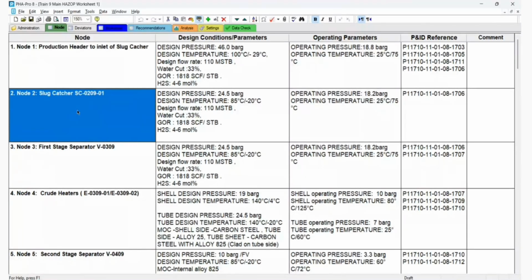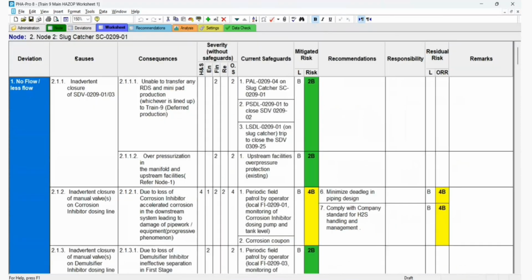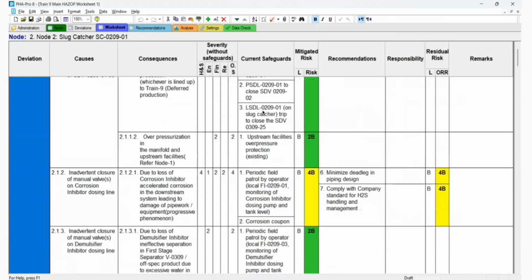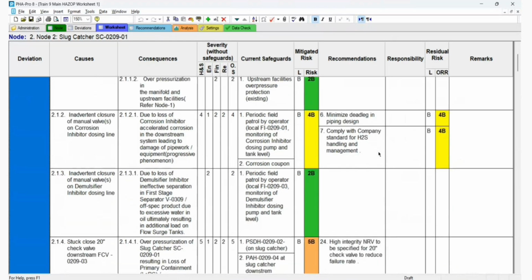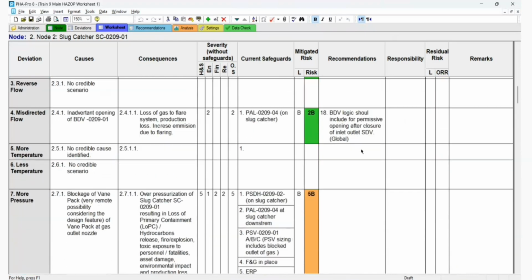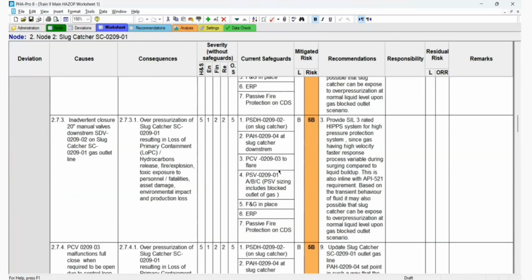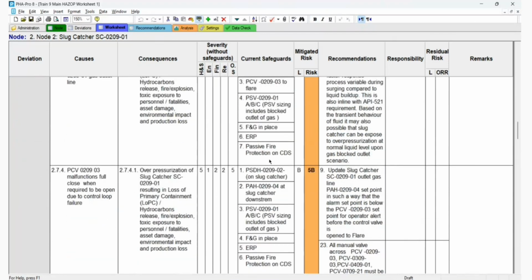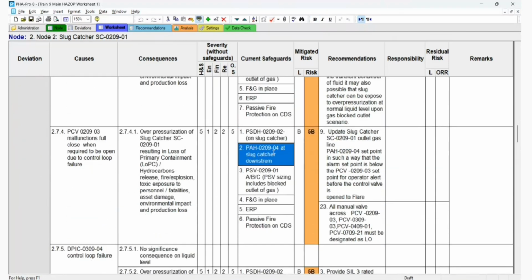Okay, so we are talking about slack catcher. Let us go in node number 2. And this PSH, what is the tag number? PSDH. 05, 6, 7, I think.